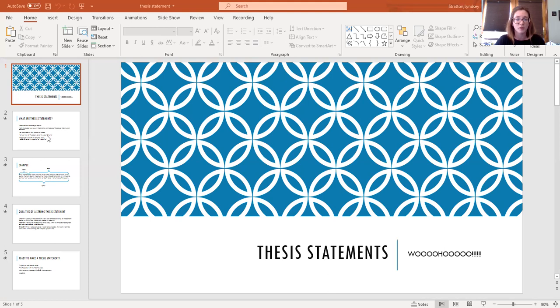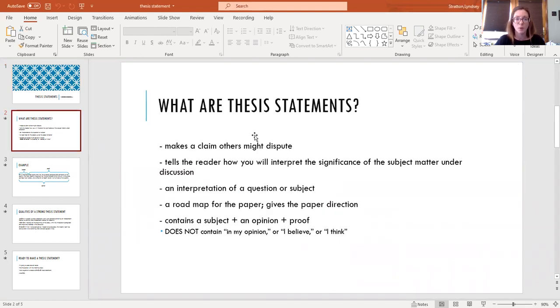Okay, so thesis statements. What is it? It makes a claim that people can dispute, which means that it is not a fact. It is something that is arguable. It tells the reader how you're going to interpret or what is important regarding the subject matter that you're about to talk about. It's an interpretation of a question or a subject. You could look at it also as a hypothesis, as if this was a science class.